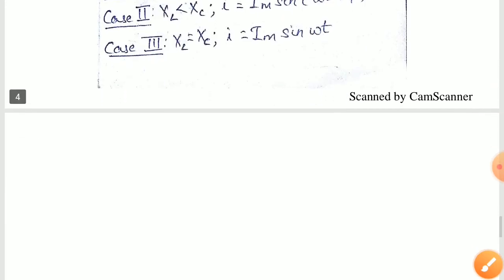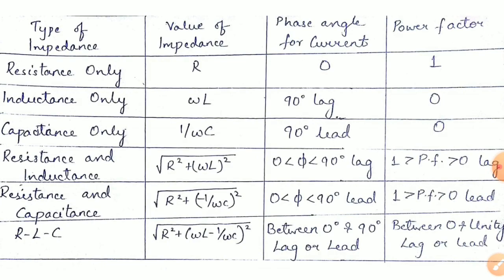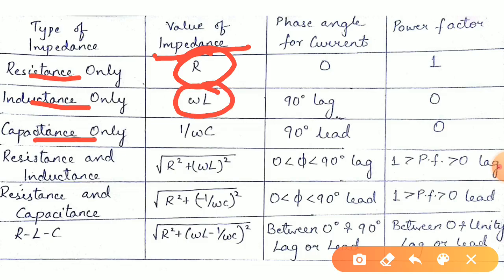Now let us go through a summarized tabulation which will be very helpful in solving numericals related to R, L, C or combined components in the element, that is RL, RC and RLC. This is a summarized tabulation shown here. Let us first discuss about the value of impedance. If there is only resistor in the circuit, the value of impedance will be R. When we have only inductor in the circuit, then value of impedance will be omega L. If there is only capacitance, then value of impedance will be 1 by omega C.